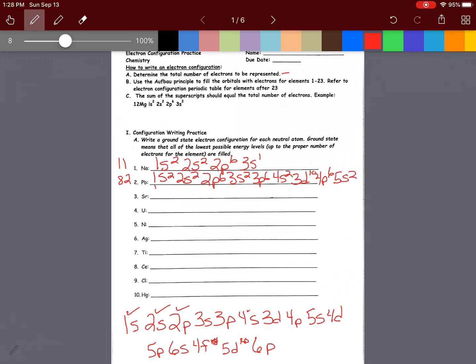All right, then I need more room for lead. I'm going to go to 5s2, and then 4d10, and then 5p6. Then I'm going to go to 6s2. Then I'm going to go to 4f14. Then I'm going to go to 5d, and then I have to see where lead is. Oh, yeah, 5d10. And then I'm going to go to 6p2.